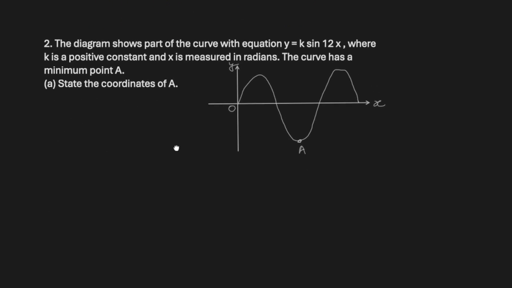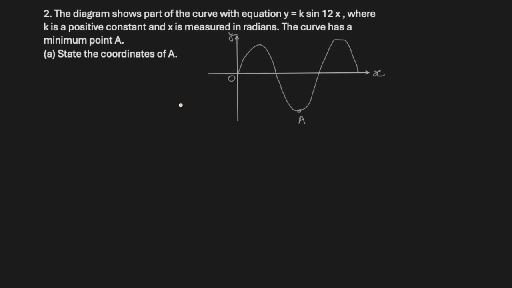Question number 2. The diagram shows part of the curve with equation y equal to k sine half x, where k is a positive constant and x is measured in radians. The curve has a minimum point at A. State the coordinates of A.